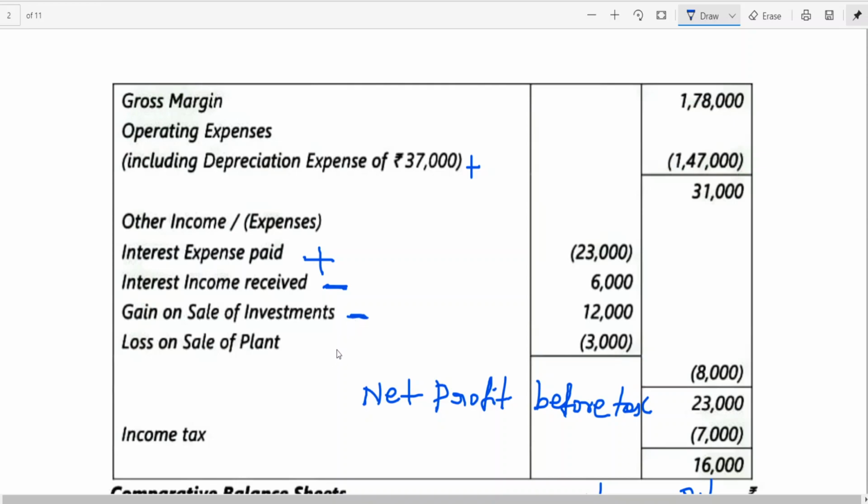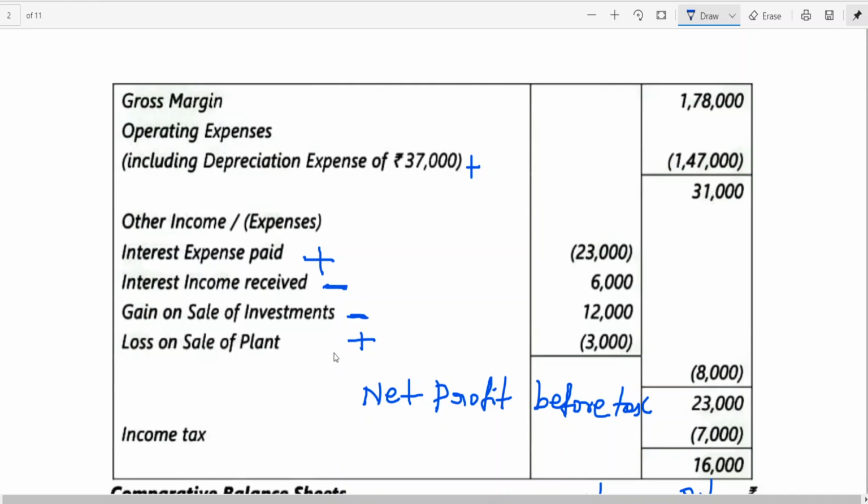Is this clear? Loss on sale of plant. This is a non-cash item; it's neither inflow nor outflow. Because we will be looking at the sale proceeds, we will take them to investing activities. Therefore, because of the loss, your net profit has decreased, so it is to be added back.